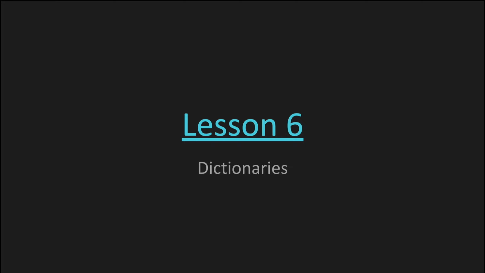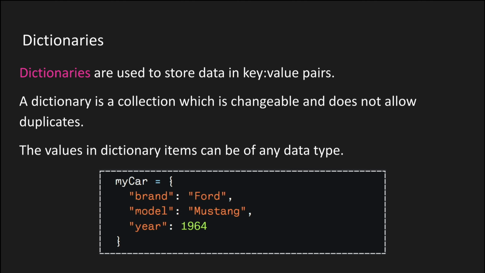Welcome to Lesson 6, Dictionaries. So dictionaries are used to store data in key-value pairs. They're changeable and don't allow for duplicate keys. And their values can be of any data type.